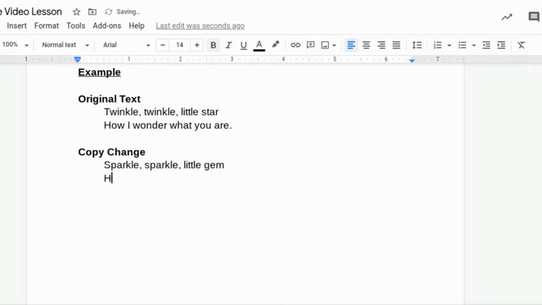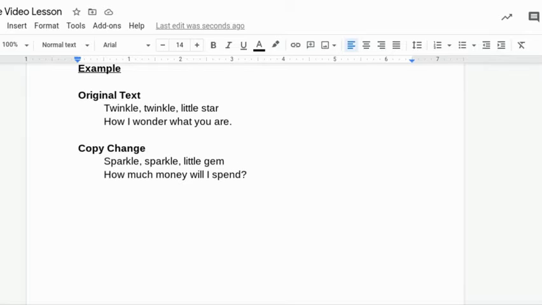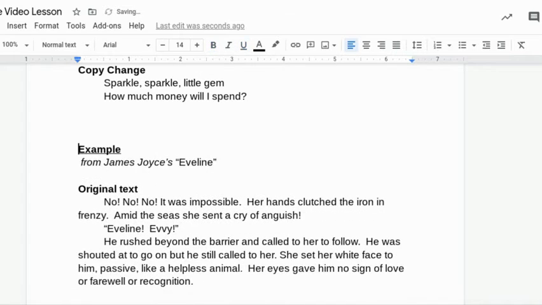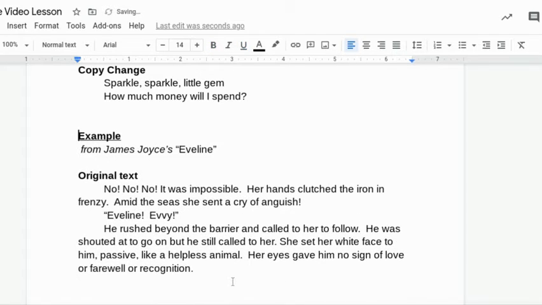All right, let's keep the how. How, I want 6 words. How much money will, and it has to rhyme, will I spend? So we have an approximate rhyme between gem and spend. All right, so that's what copy change is. You look at the original and kind of think about what's the author doing and ask yourself, how can I mimic that? All right, so that was an easy example. Let's take a look at one that's a little bit more complex. And this is basically what I'm going to ask you to do.